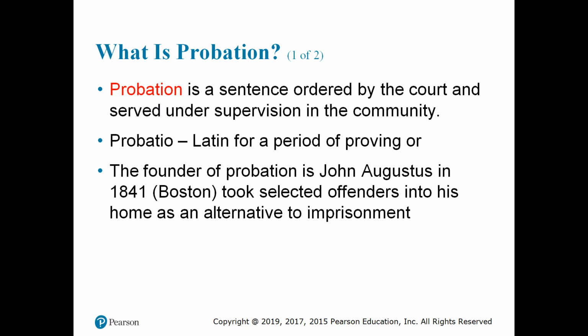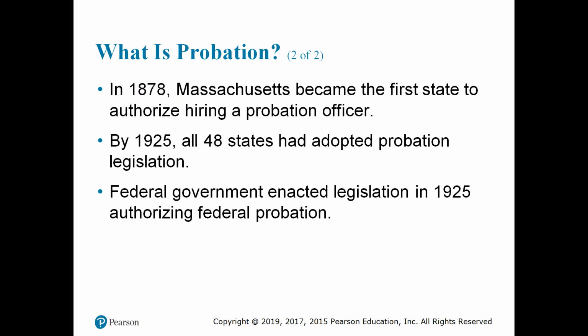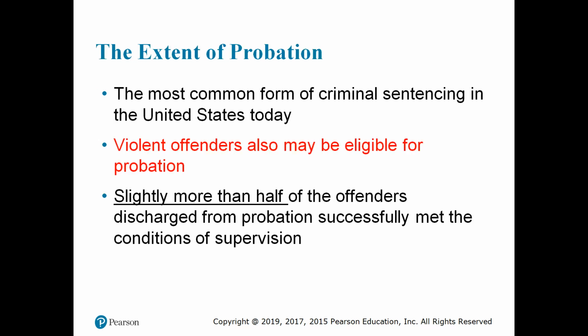very famous person. And again, once probation started, which we'll get to in a little bit, it spread like wildfire across the United States. You don't need to necessarily know these dates, but by 1925, all 48 states had adopted probation legislation, and now every state has some sort of probation sanction. So the extent of probation, it is the most commonly used sentence in the United States, and it began with John Augustus in 1841. He housed mostly drunkards and petty thieves, but now probation can be used for violent offenders.